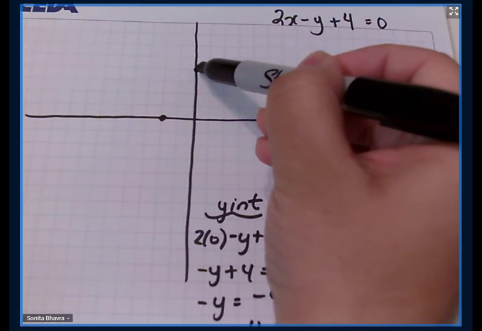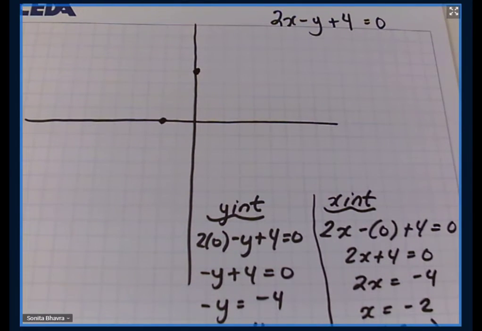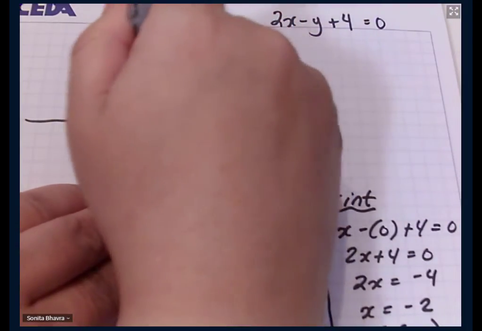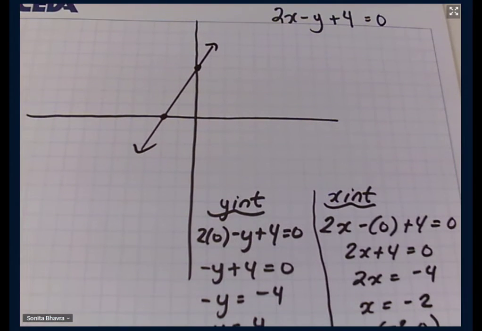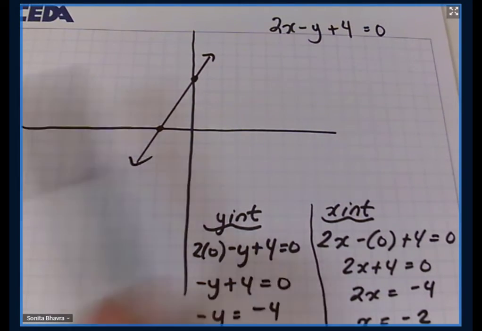1, 2, 3, 4. So again, you've got 2 points now. You can connect them together and you have your graph. All right, if you were to put this into your graphing calculator, you would have to change this equation to be y equals. All the equations that are put into the graphing calculator have to be changed to that form.